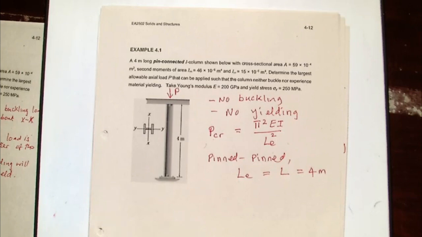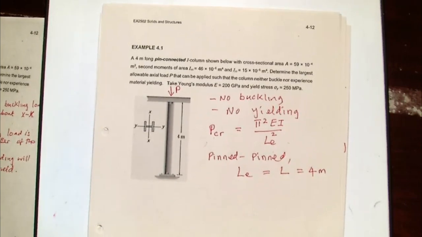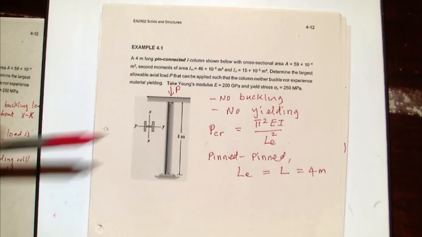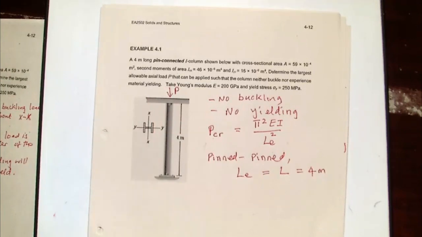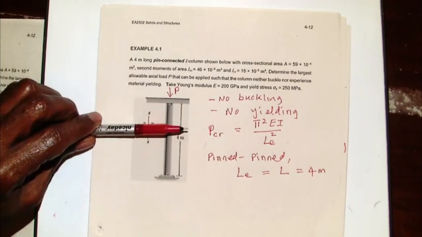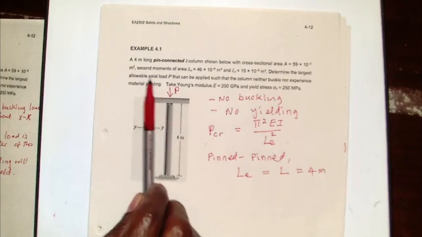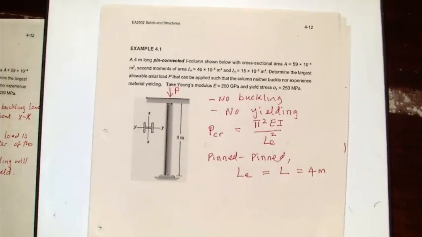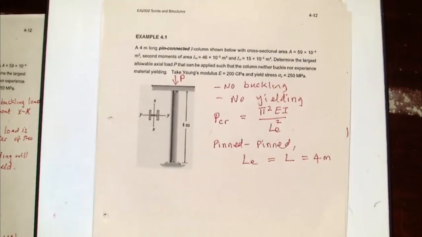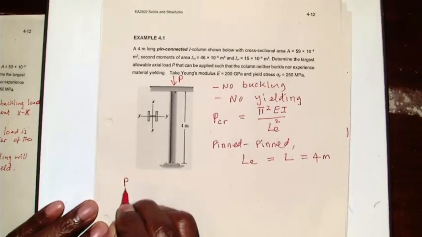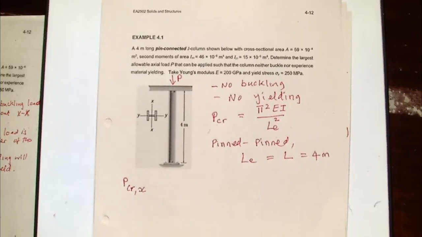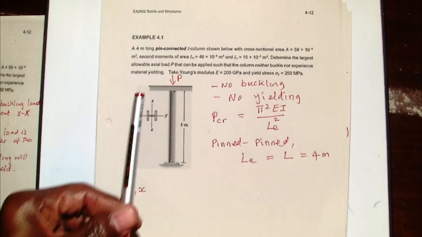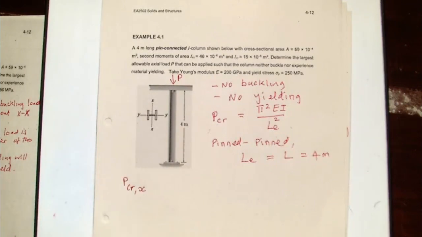So the modulus is known, but that column can buckle about YY, and it can buckle about XX. So we calculate the load required to buckle about the YY axis, and we calculate the load required to buckle about the second one. And the one that is likely to occur is the one that's got the lower value of load. So I'm going to do the first one. I'm going to find what is the critical load if the buckling is occurring about the first axis, which is denoted by XX.